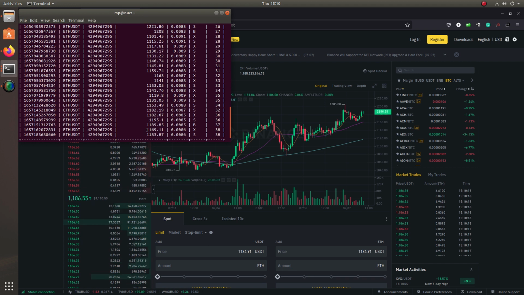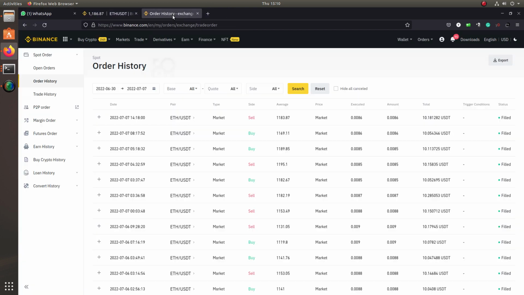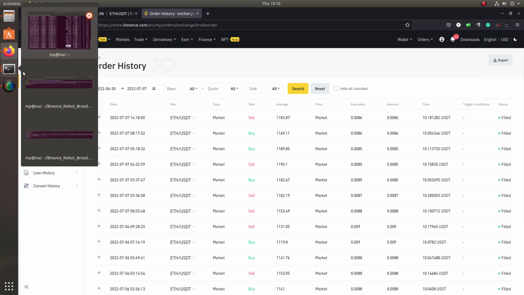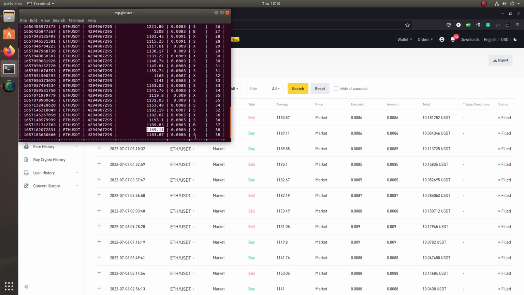So let us cross check this trade on the Binance, and this is my order history. We can see at 14:18 hours we sold at a price of 1183, a quantity of 0086. Let us cross check this.